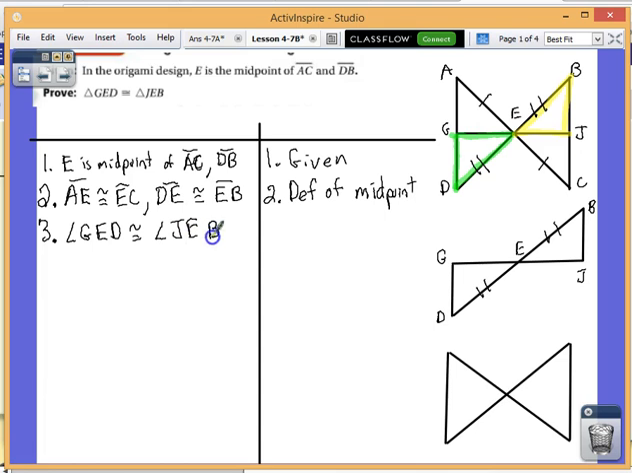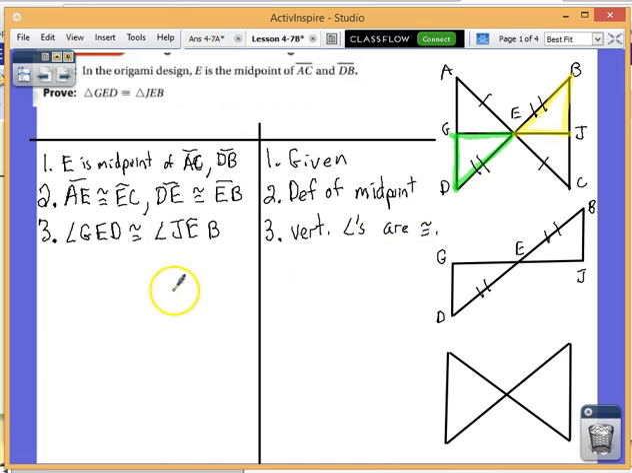And notice that I kept the corresponding things in the same order, even though with angles you don't have to do that. I just am now in the habit of doing that, and that makes it easier when I write my triangle congruency statements. Why would those two angles be congruent? Right, so vertical angles are congruent.